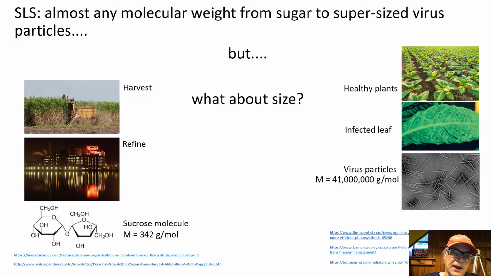You know, static light scattering that we've been discussing works for almost any molecular weight you can think of, all the way from sugar molecules, which are pretty small. If you get them up to high enough concentration, you could get their molecular weight from static light scattering, all the way to virus particles, which you can see here are 41 million grams per mole. Pretty heavy stuff. And if it was just a matter of getting the mass, static light scattering would have everything covered.